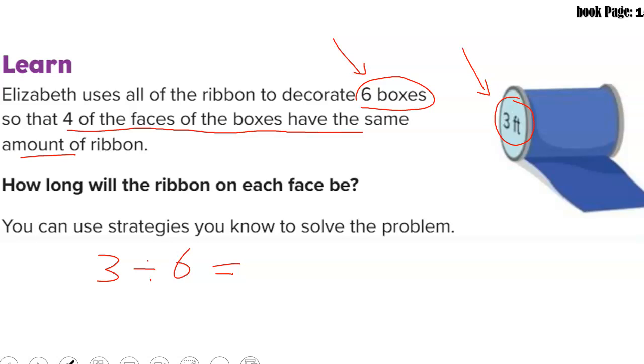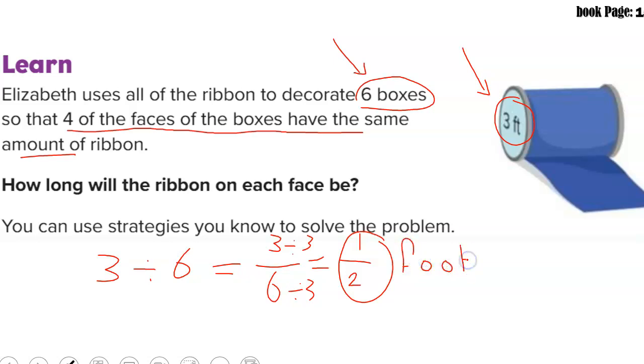When you divide a whole number by a whole number, you can write it as a fraction. It will be 3/6. Now you can simplify, because it is not written in simplest form. So 3 divided by 3 and 6 divided by 3. The simplest form will be 1/2. So each box will take 1/2 foot.